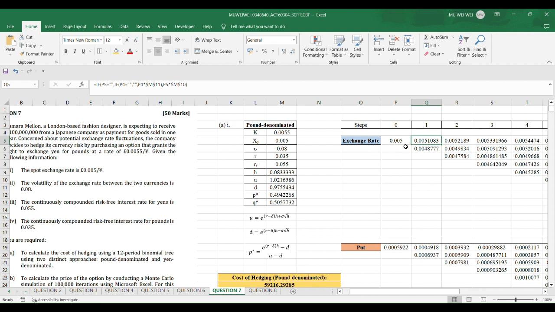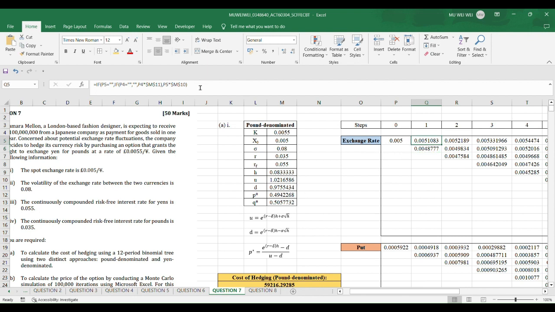So when the period is at 0, it will be the spot exchange rate, which is 0.005. And for the first period, it will be right here, and this will be the up node, and this is the down node. So the up node is basically this value right here, the spot exchange rate times U, and the down node is this value times D.